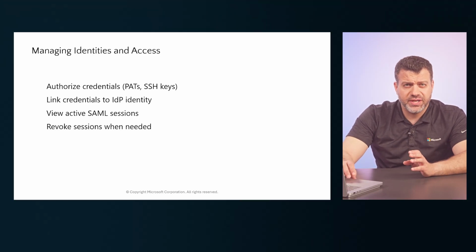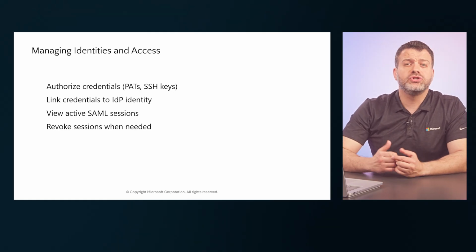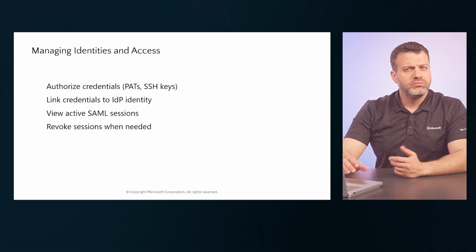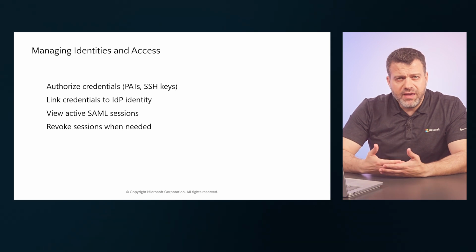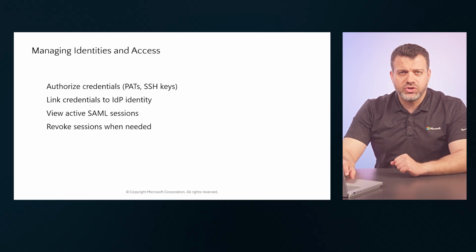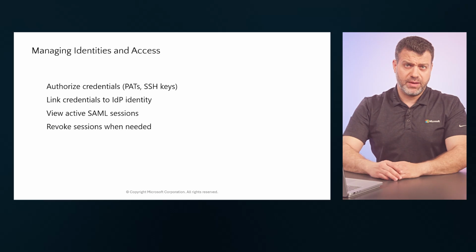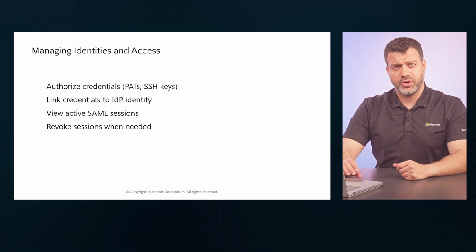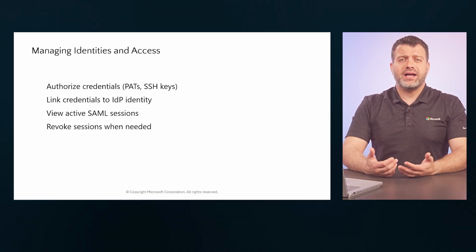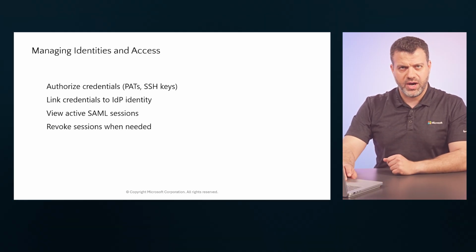Once SAML SSO is enabled, there's an important detail many people overlook. Credentials must be authorized. What does that mean? Even tools like personal access tokens and SSH keys must be linked to the user's identity provider. A developer using an SSH key must authorize it through SAML before accessing organization repositories. This ensures that all access, browser, API, or CLI, is verified through your identity provider.